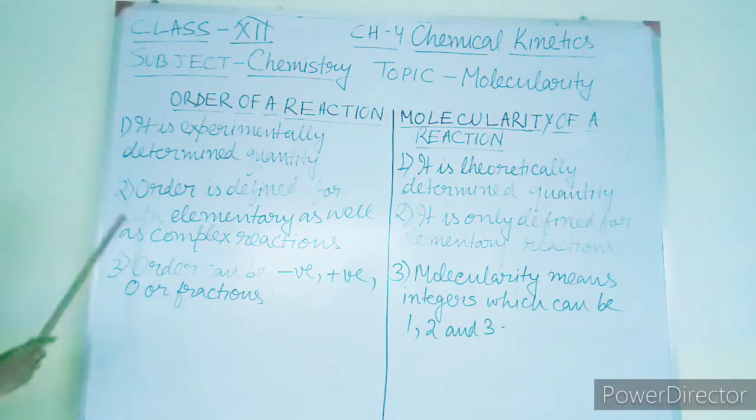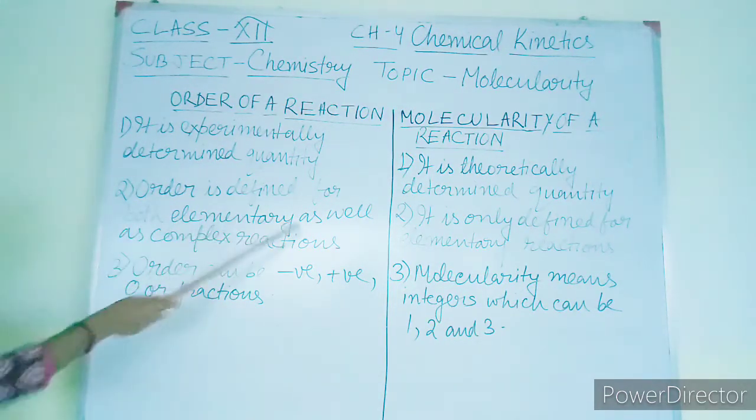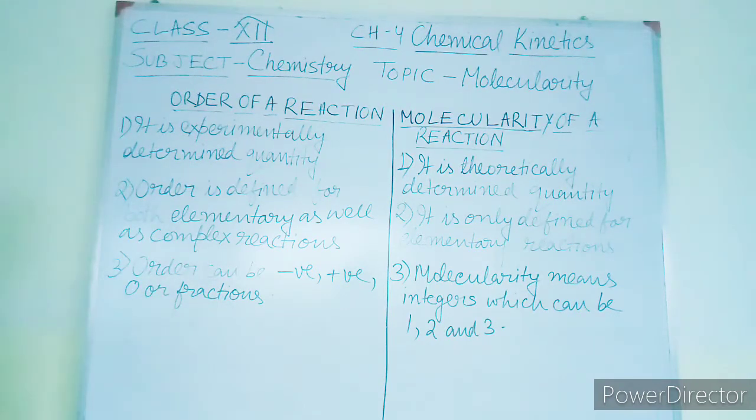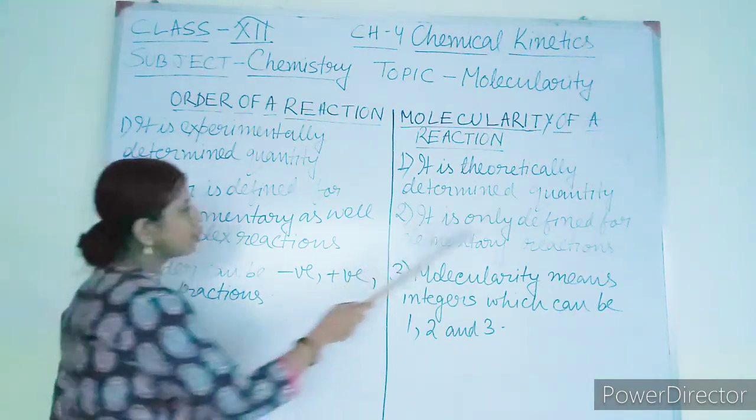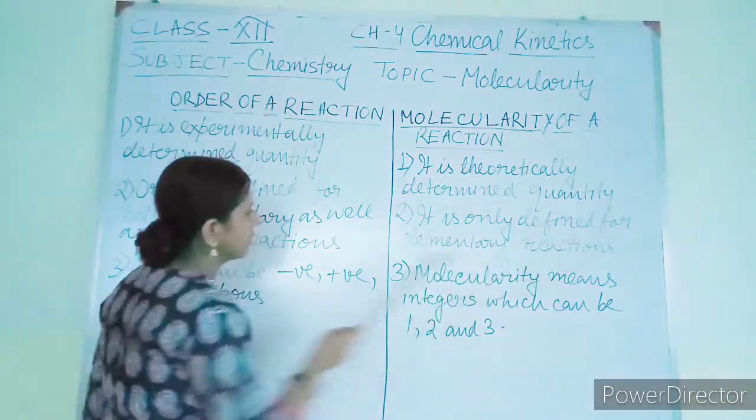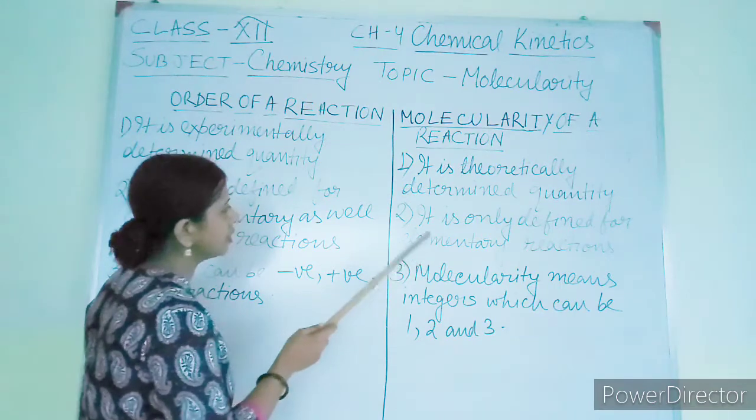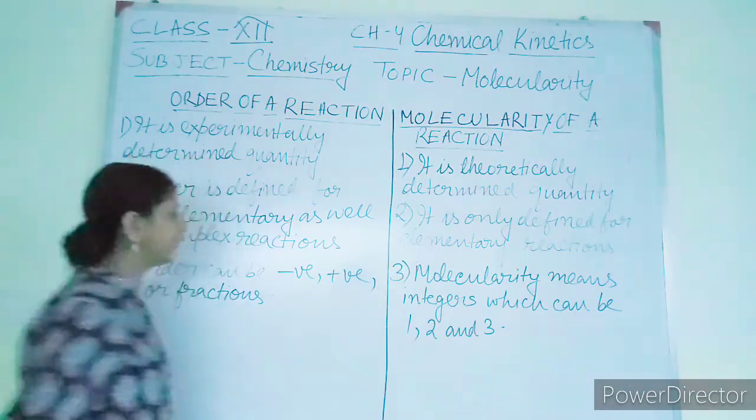Number 2, order is defined for both elementary as well as complex reactions. Elementary means a single step reaction. So order can be defined for both elementary and complex reactions. Molecularity is only defined for elementary reactions. For complex reactions, molecularity cannot be defined.